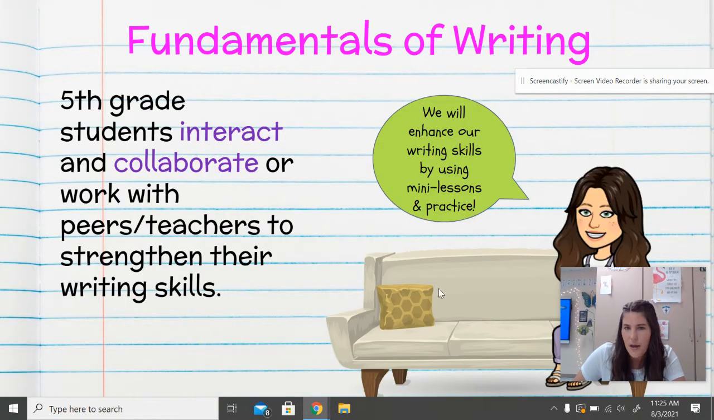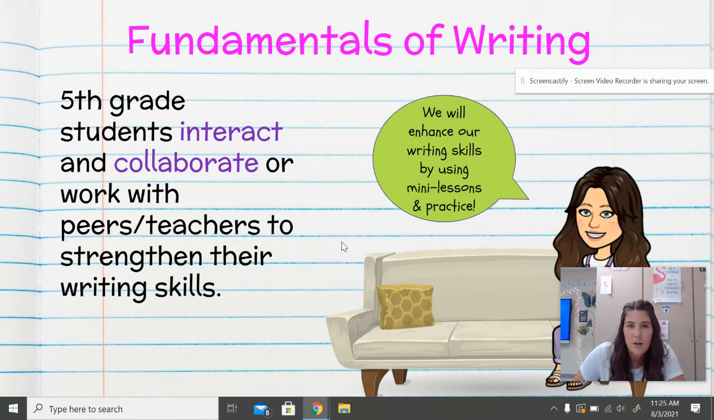Next, I kind of want to talk about some other things. Now, you don't have to write anything else in your journal. We really just wanted you to get the writing process down. First thing that's expected of a fifth grader is that fifth grade students interact and collaborate or work with other peers and teachers to strengthen their writing skills. This is where we have to realize that in order for us to grow, in order for us to get better at writing, we need to collaborate and work with other people that can help us.